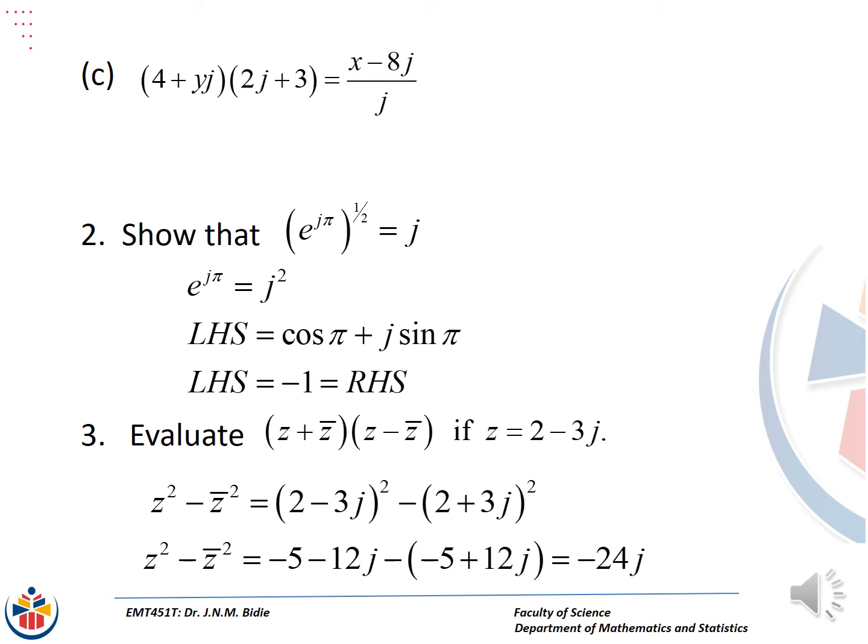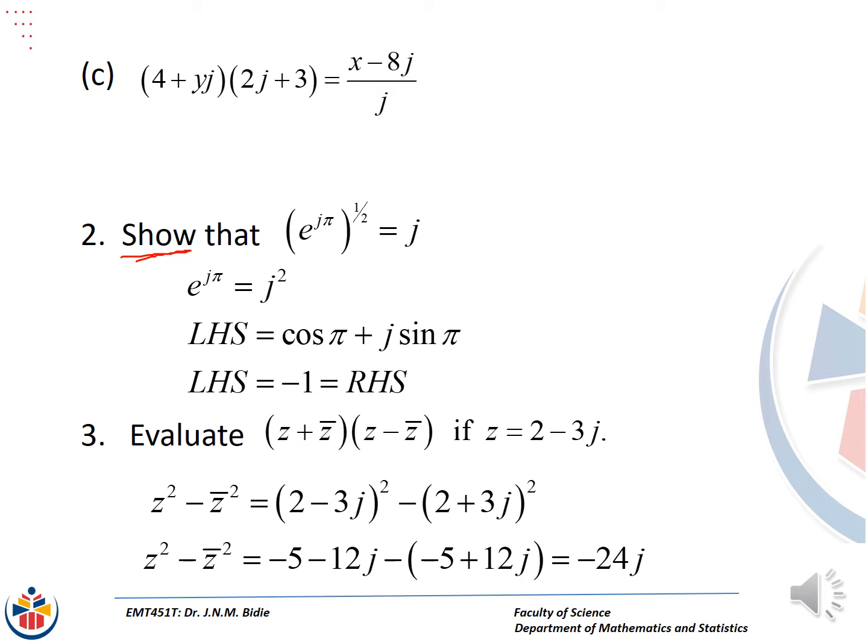Then for number 2, I chose to get rid of the power half, which represents the square root, by squaring both sides of this equation, and then I got e to power j pi equal to j squared. And then I take the left-hand side because I remembered that I have to show that e to power j pi is equal to j squared. Then the left-hand side, from Euler's equation, I wrote it as cos pi plus j sine pi. And then our calculators give us that cos pi is -1 and sine pi is equal to 0.